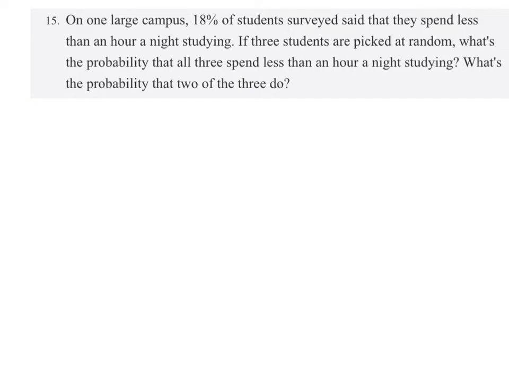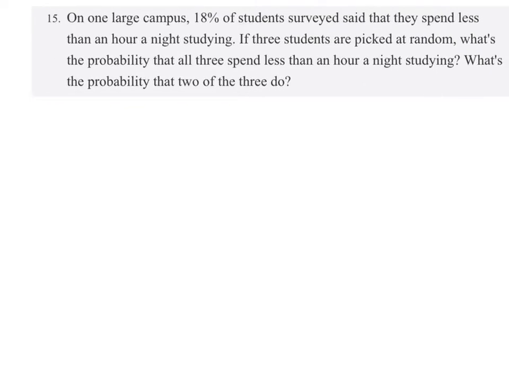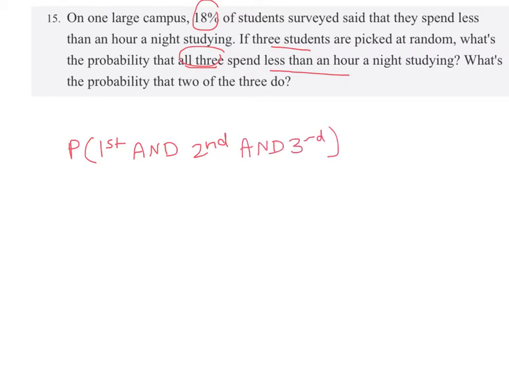On one large campus, 18% of students surveyed said that they spend less than 1 hour per night studying. If 3 students are picked at random, what's the probability that all 3 spend less than an hour at night studying? So let's address that part of the question first. So we're picking 3 students and we want to find the probability that all 3 spend less than an hour studying. So we're finding the probability that the first spends less than an hour and the second spends less than an hour and the third also spends less than an hour studying.